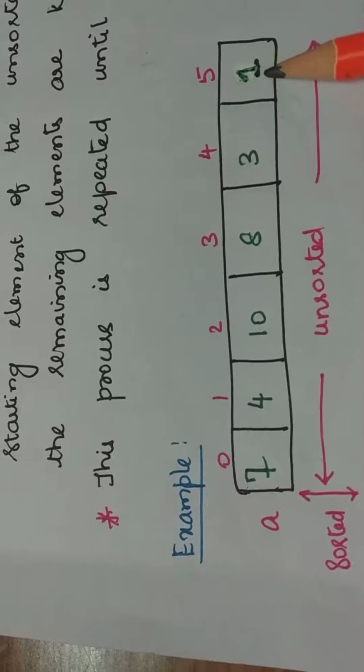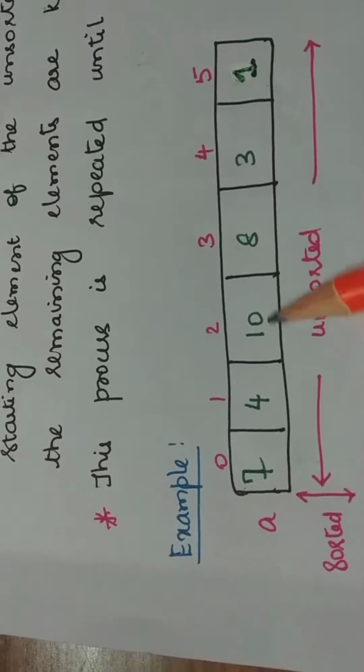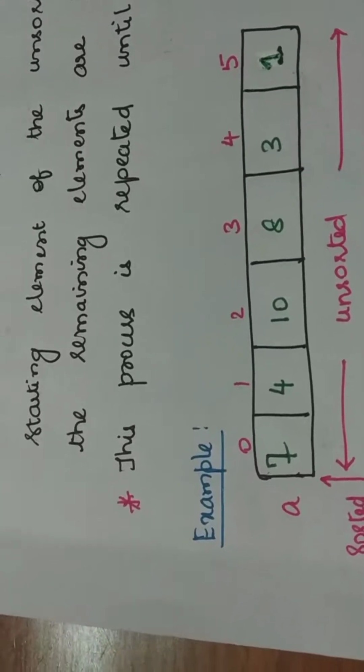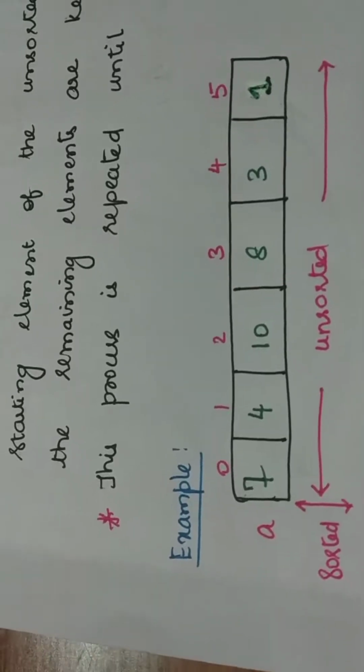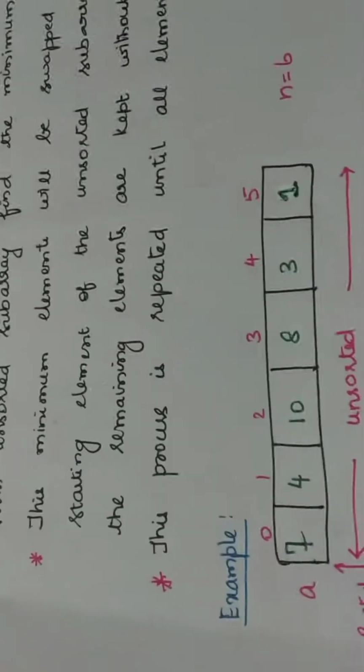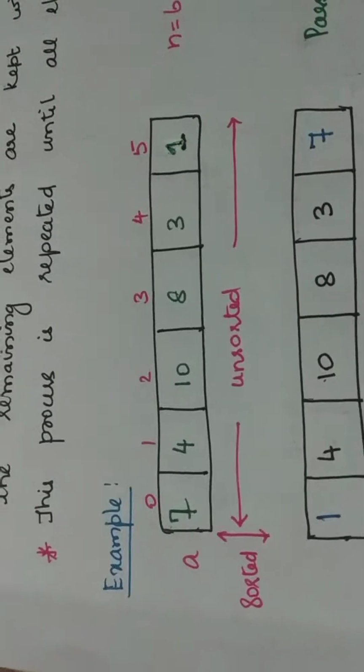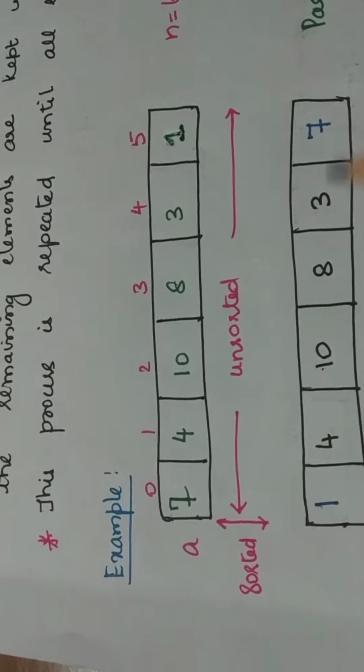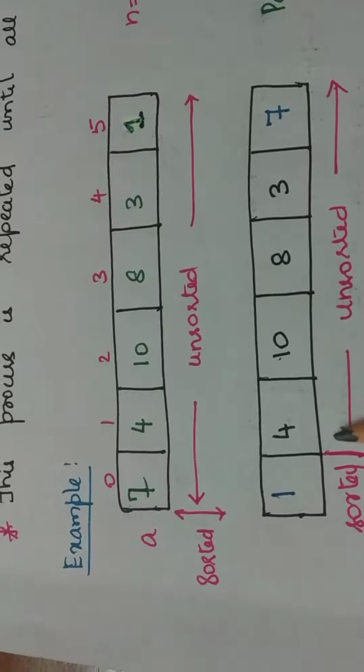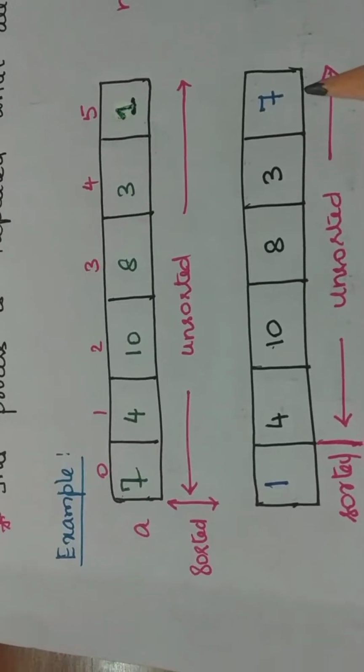So we will swap this 1 and 7. The remaining elements remain unchanged. We swap only 1 and 7. Now this becomes our sorted part, and the rest of the elements become our unsorted part.